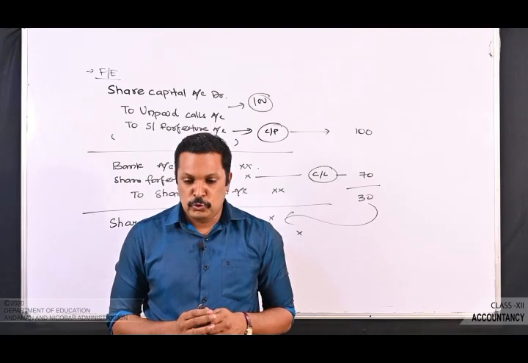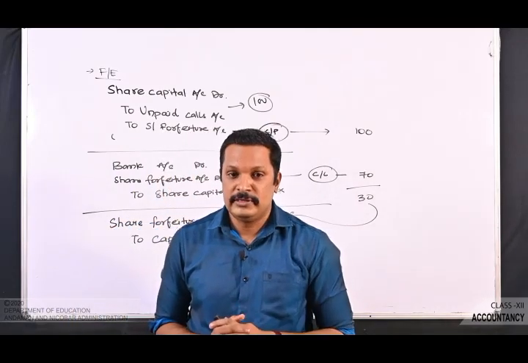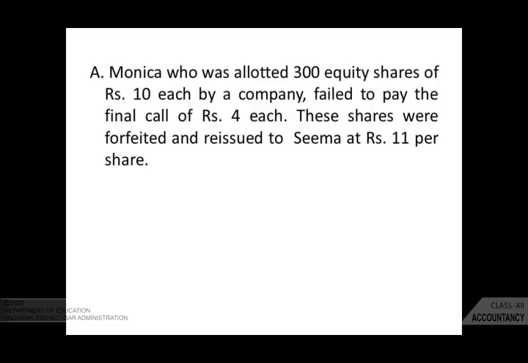So in the previous class, I gave homework. I gave two homeworks. I hope you solved the questions. I read the question once again here. Monica was allotted 300 equity shares of rupees 10 each by a company. Failed to pay the final call of rupees 4 each. These shares were forfeited and reissued to Seema at rupees 11 per share.